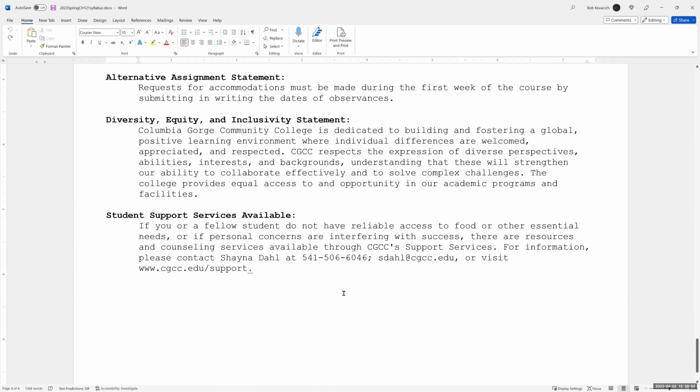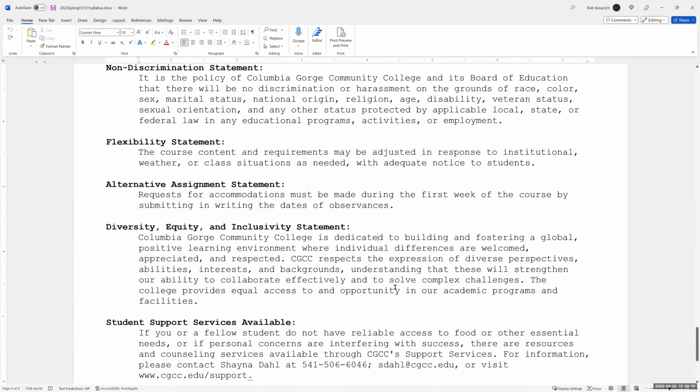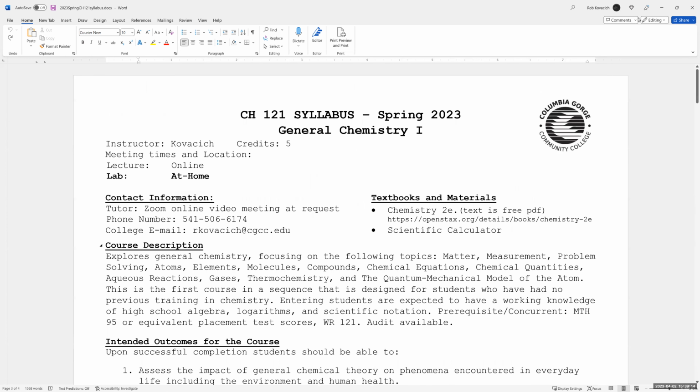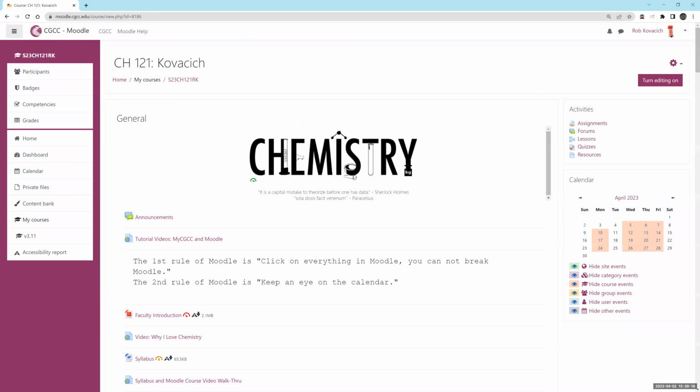And if you have any questions, you can talk with Shana Dahl in Student Support Services to help out with those things. The other technical support stuff is we're using Moodle, and I'm actually the Moodle administrator. So if you have an issue with Moodle, you can just ask me and I will fix it, even if it's in another class. So here's Moodle.